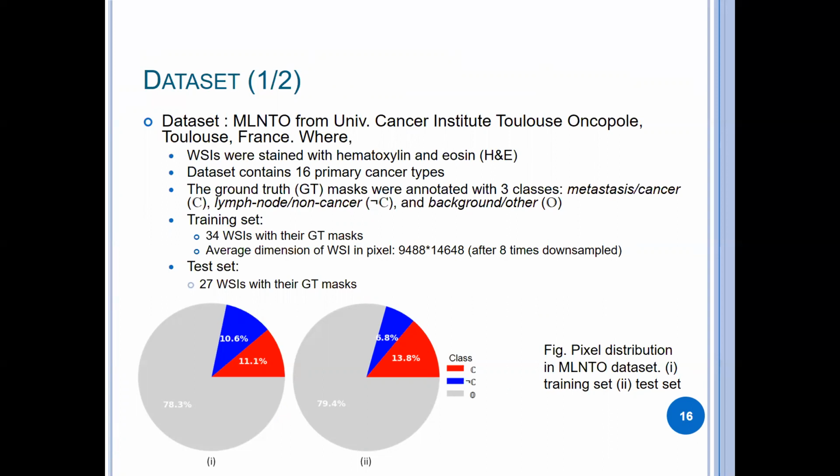Here I also present the pixel distribution in the training and test set of the MLNTU dataset. We can see that most of the pixels belong to the non-ROI class O, whereas the other two class distributions could be balanced or imbalanced depending on the included whole slide images in the dataset.